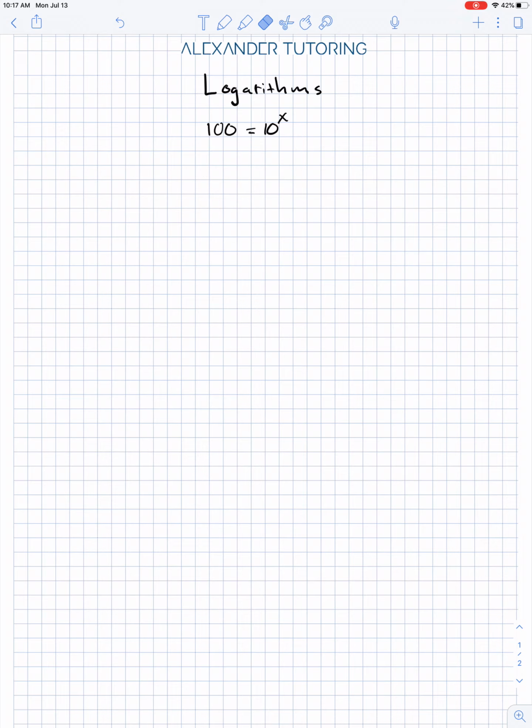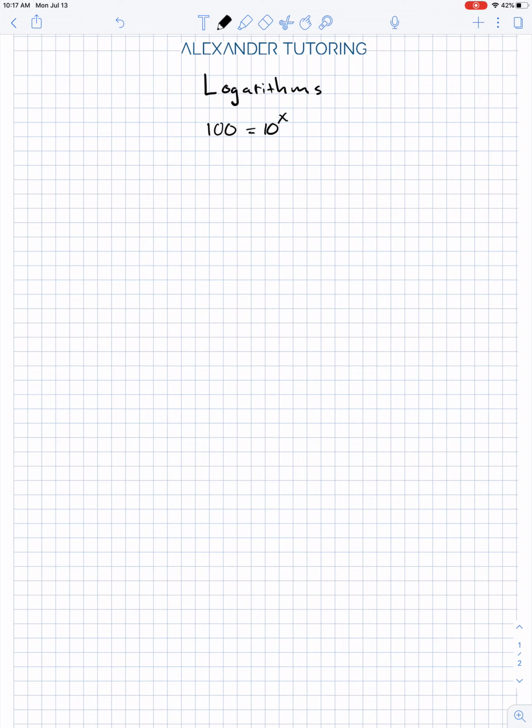They're the inverse operation of an exponential. And so I've written down an exponential here, 100 equals 10 to the x. Up until this point in time, there's no maneuver we can do to both sides of the equation to get that x by itself. We're used to doing what you do to one side, you do to the other, which of course is true. But there's nothing we can do to both sides so that we get x equals something.